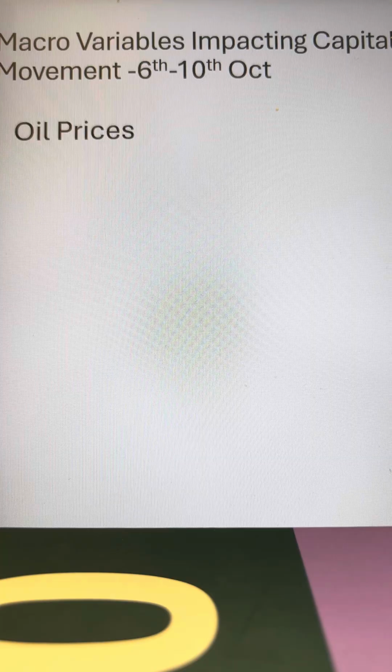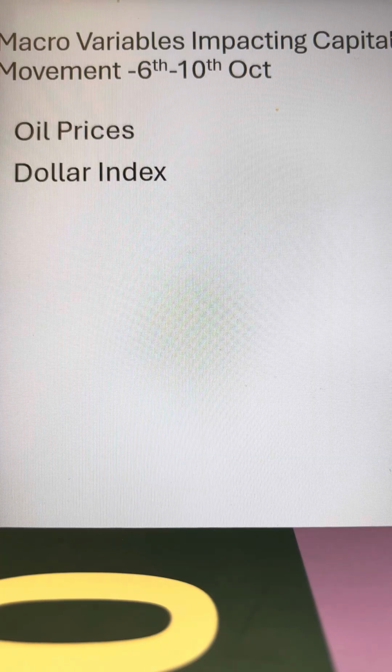It's a positive variable. The second variable which we'll talk about is the dollar index. The lower the dollar index, the better for our currency. Lower dollar index means that our currency will appreciate. Appreciate means the rupee to dollar rate will go down. As of now, the dollar index is hovering at around 97 to 98 level. It has come down from 106 to 97, 98. It has come down to 96 as well.